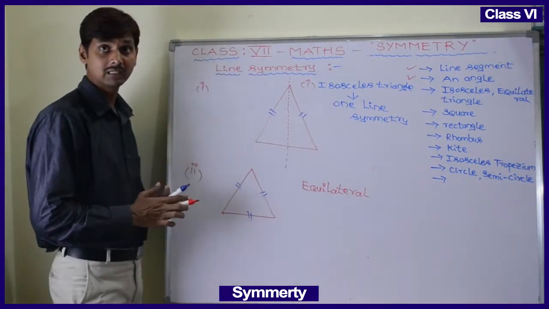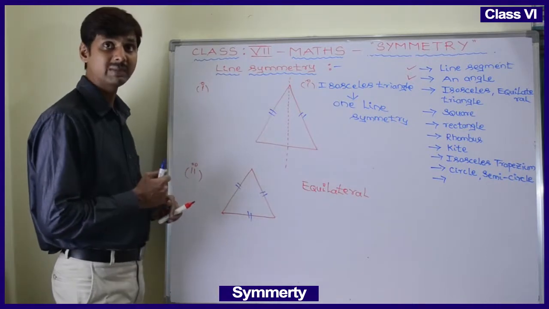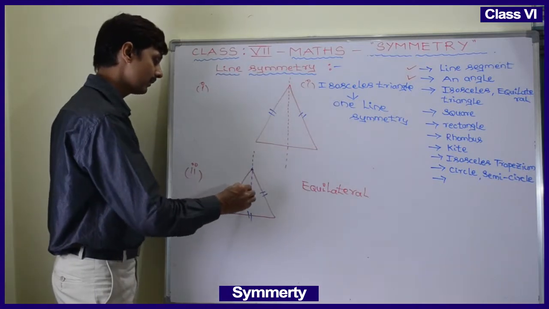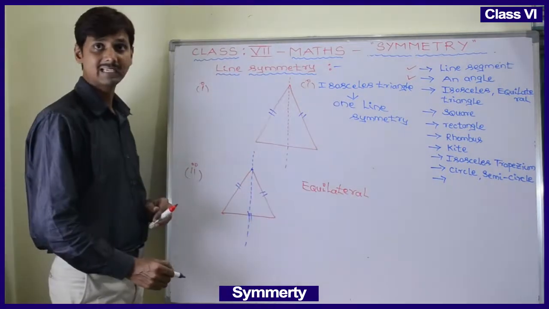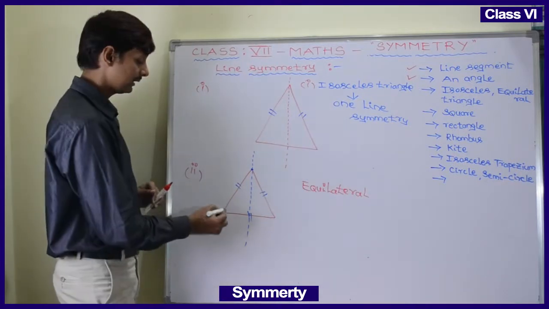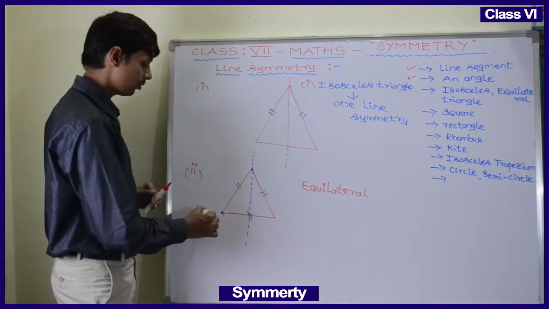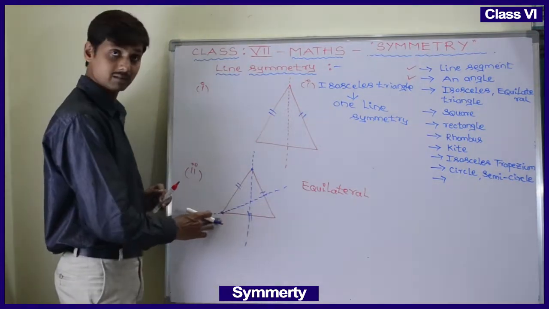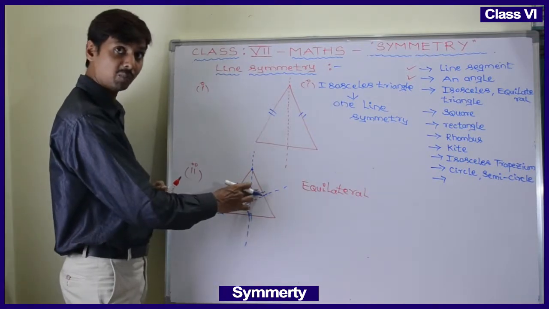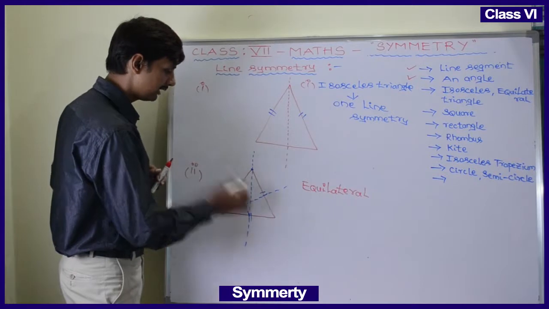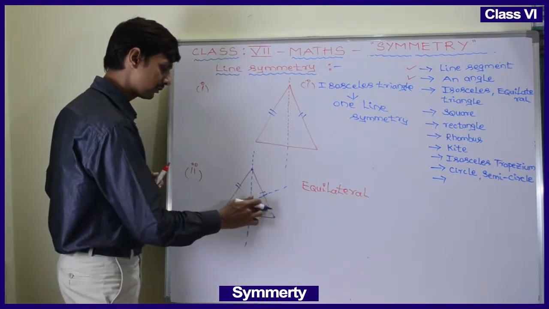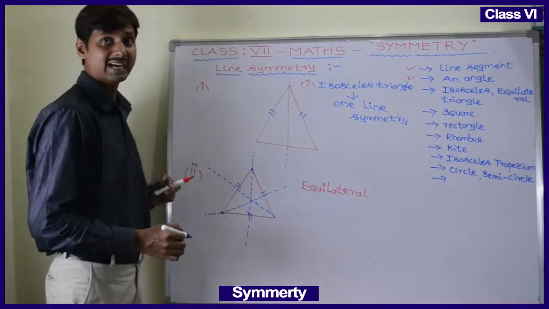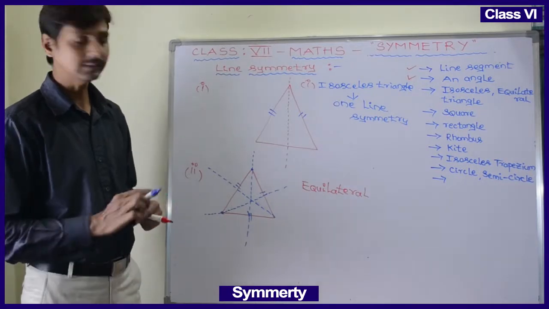For an equilateral triangle, to find how many lines of symmetry we get, along with the vertex, we draw a perpendicular line towards the opposite side. We get one line of symmetry. Then from the next vertex, we draw a perpendicular line towards the opposite side. Similarly, we draw for this vertex also. Then we get three lines of symmetry for an equilateral triangle.